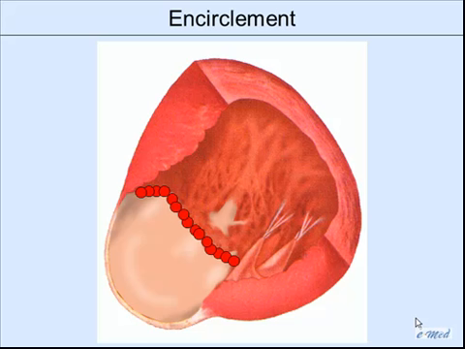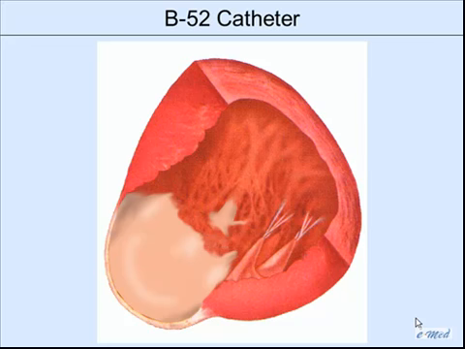Encirclement is even harder to do. I've tried this a couple of times, especially with a big aneurysm and a big thrombus, trying to go all the way around. These are very large ventricles, very, very time-consuming and tedious. Doesn't work too well.